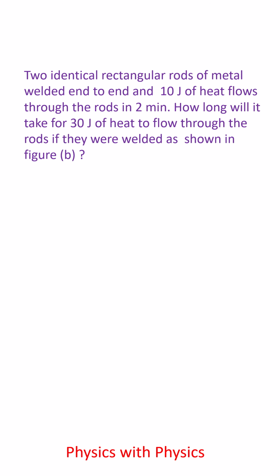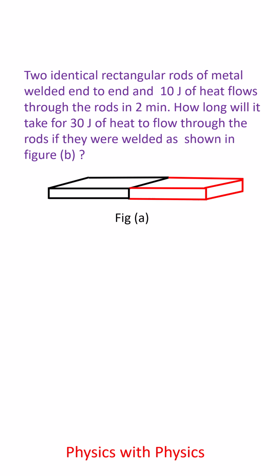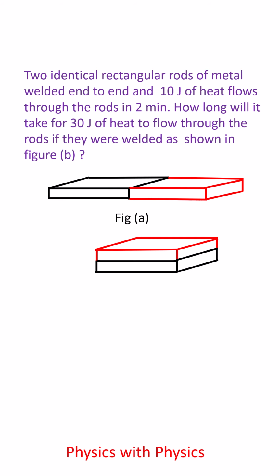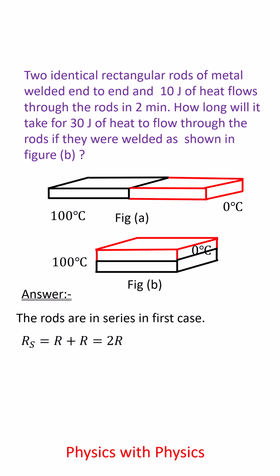Now, these two rods are connected in series, and these two rods are connected in parallel, and the conditions are given here: 100 degrees Celsius, 0 degrees Celsius. In the first case, the rods are in series. In series combination, resistance equals R1 plus R2. That's why it becomes 2R.